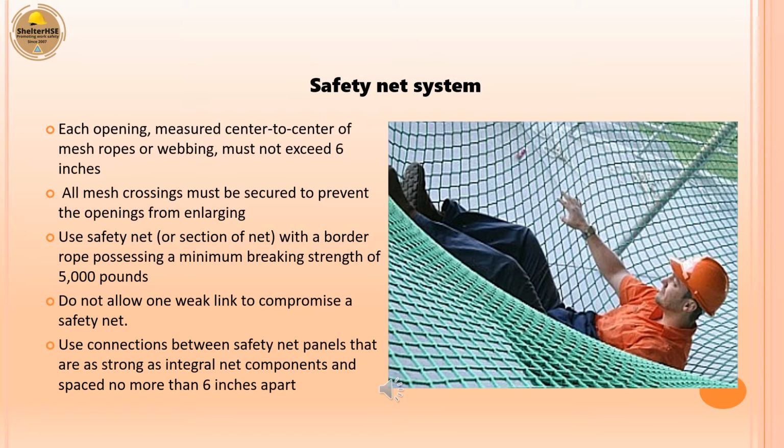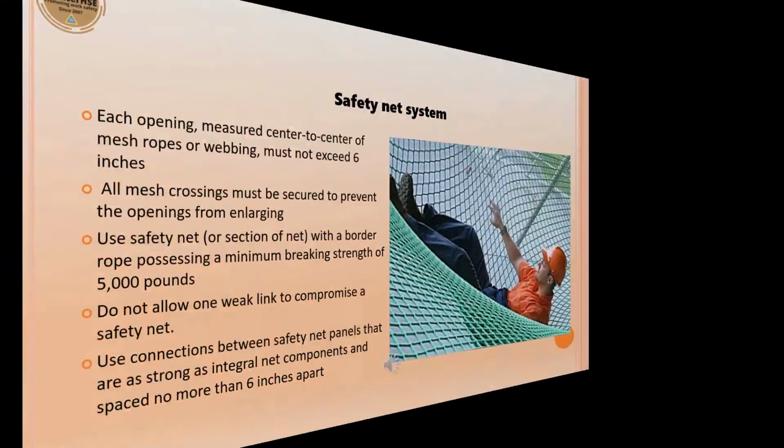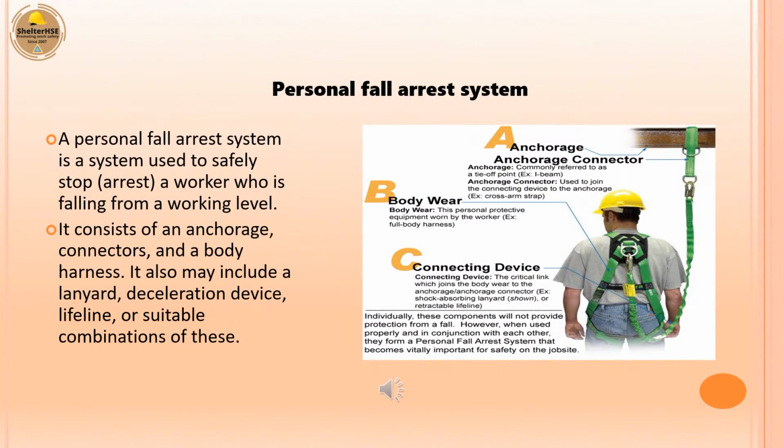A personal fall arrest system is a system used to safely stop, or arrest, a worker who is falling from the working level. It consists of an anchorage, connectors, and a body harness. It also may include a lanyard, deceleration device, lifeline, or suitable combinations of these.